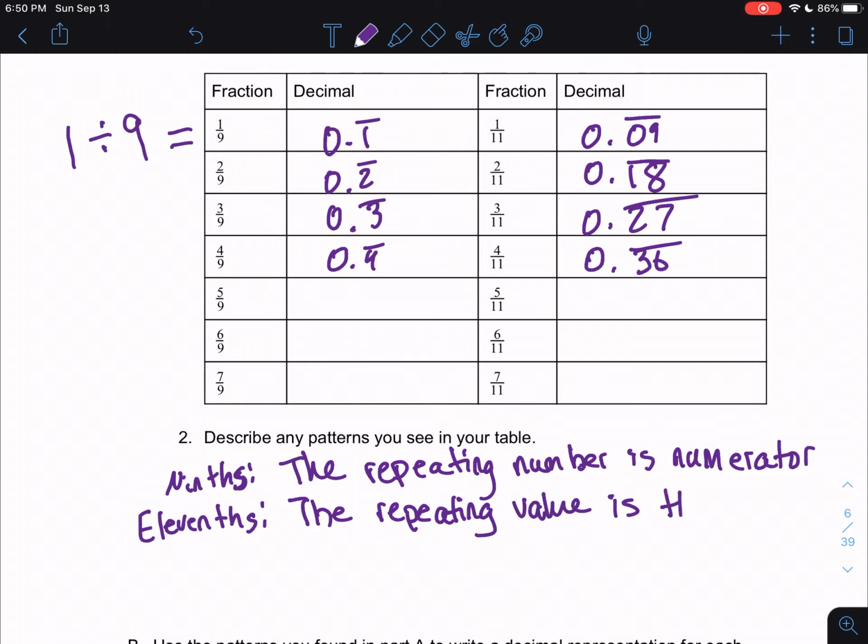So the repeating value is the numerator times 9. Right? 1 times 9 is 09. 2 times 9 is 18. 3 times 9 is 27. 4 times 9 is 36. And that's just a really cool pattern.